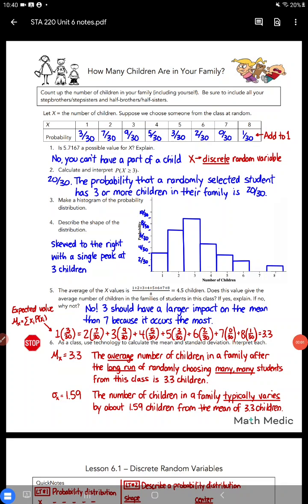All right, good morning and welcome to Unit 6. So today we are going to delve a little bit more in depth into probability and look at some specific types of what we call probability distributions. So let's think about what that means.